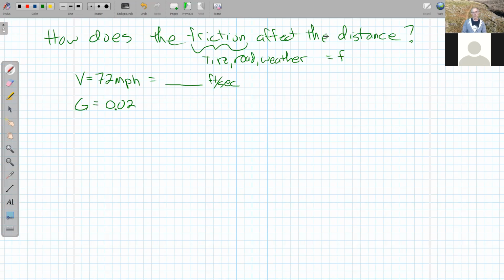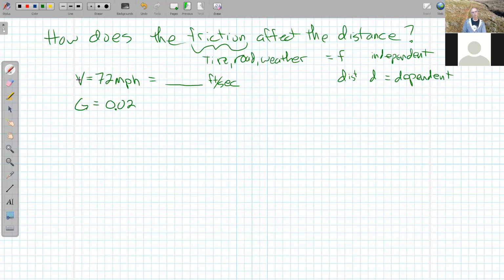So again, how does the friction affect the distance? We're going to let that be our independent variable. And we're going to look to see what happens with the distance. That's our dependent variable, distance. D is going to depend on the friction.